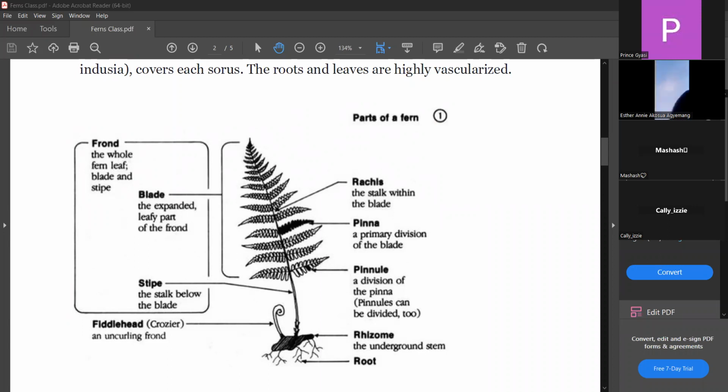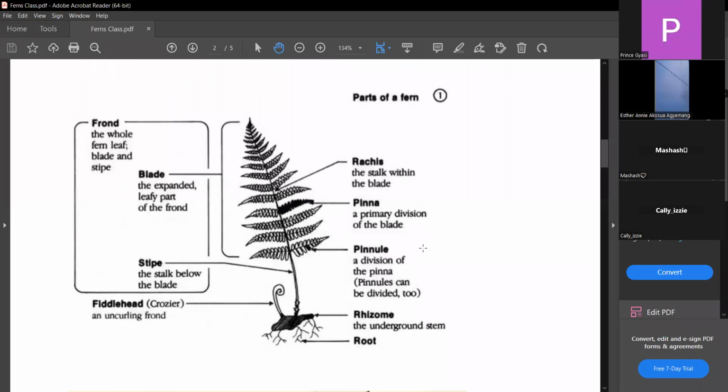Okay, so I'm moving on. Right. So now let's take a look at the picture of the fern. So now you have this whole thing from the top to the bottom is what we are calling the frond, right? This part here is the rhizome, and these structures you can see here are the adventitious roots.